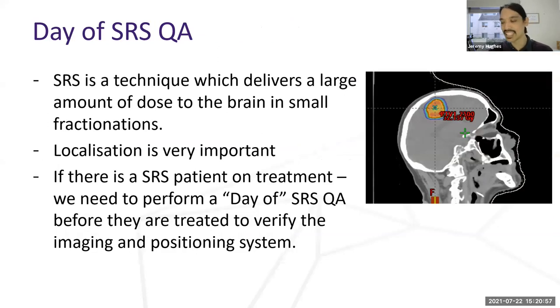Apart from daily, monthly, and annual checks, we also sometimes perform these day of checks. Very briefly, SRS is a technique which delivers a large amount of dose to the brain in a small fraction. You're getting 8 gray in one fraction, which is quite a lot of dose. Because of that, localization of where the patient is positioned is very important. So if there is an SRS patient on treatment, we need to perform a day of QA before that patient goes on treatment to verify our positioning system is working as it should.